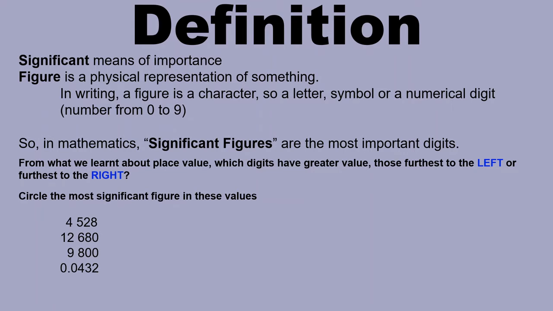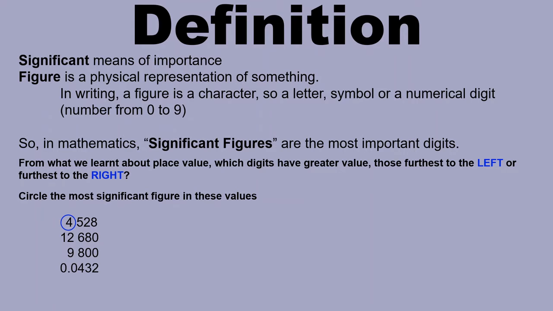For 4,528, I would say that the 4, which is in the thousands position, is definitely of more value or importance than the 5 in the hundreds, or the 2 in the tens, or the 8 in the units. Hopefully you understand what we're looking for here. So go ahead and copy down the other values and circle the most significant figures.